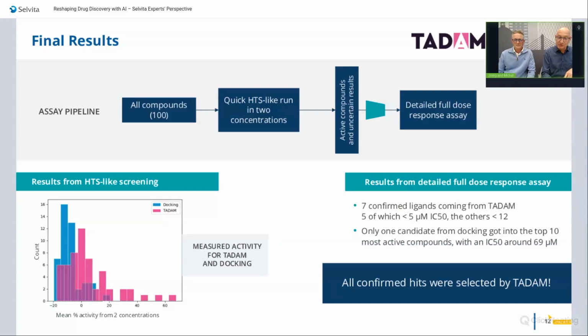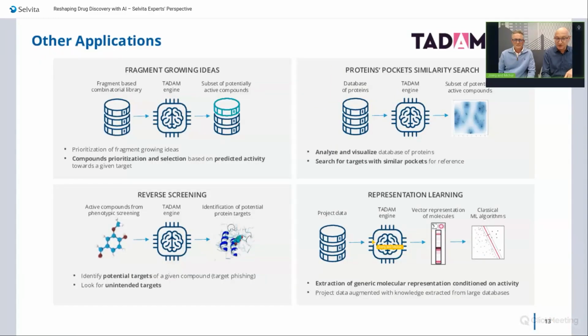Apart from using it as a virtual screening tool, we can use TADAM for different things. We can, for example, exploit fragment growing ideas in the pocket. We can use the protein representation that we have and look for similar pockets. We can use the compound representation that we get and use them for QSAR, or we can do reverse screening.